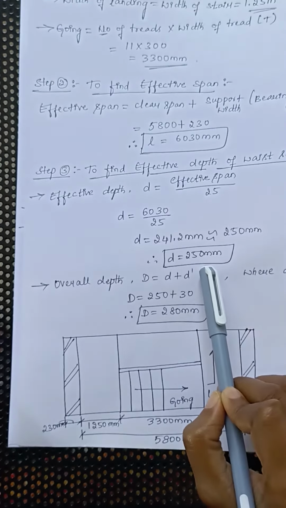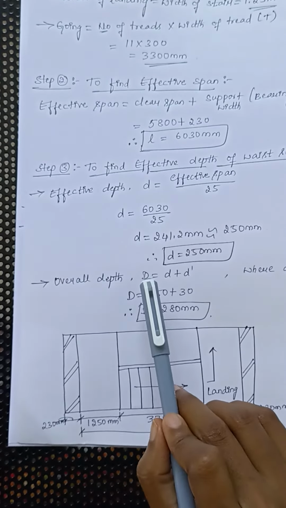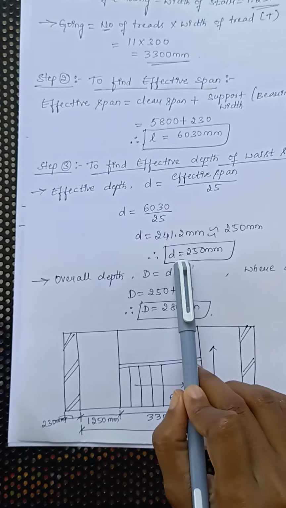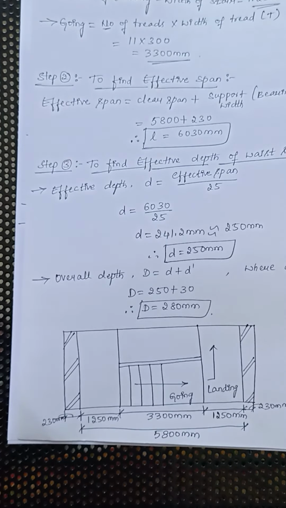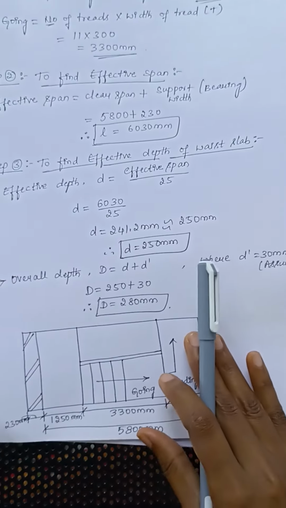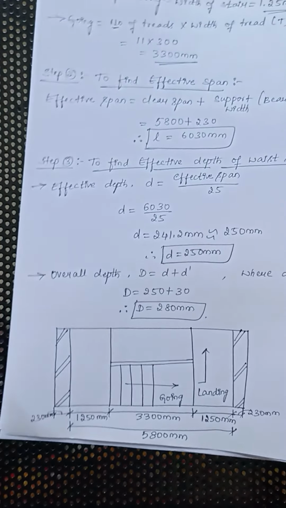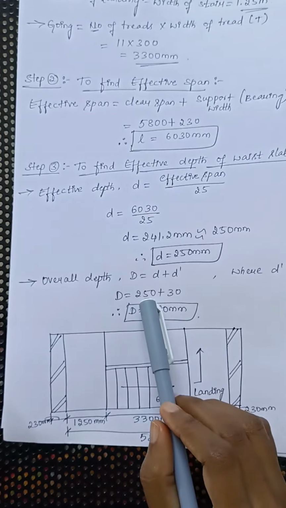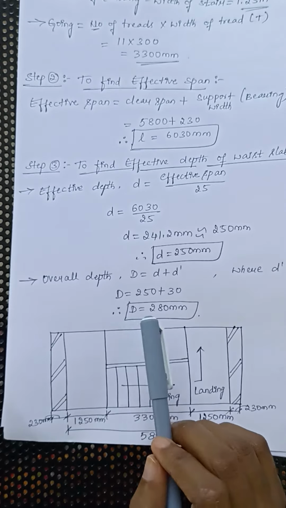Now from the effective depth, let us find the overall depth. The overall depth, that is capital D, is given by effective depth plus the effective cover. For a staircase, let us assume an effective cover of 30 mm. This value is not given in the question. If it is not given, then let us assume it as 30 mm. Then add both the values. On adding, you get a value of 280 mm as your overall depth.